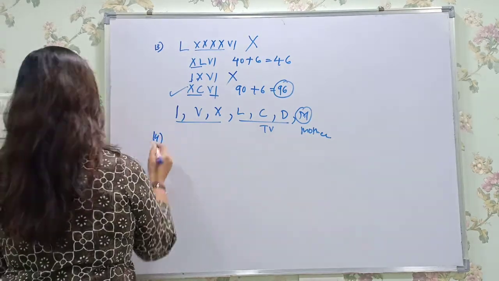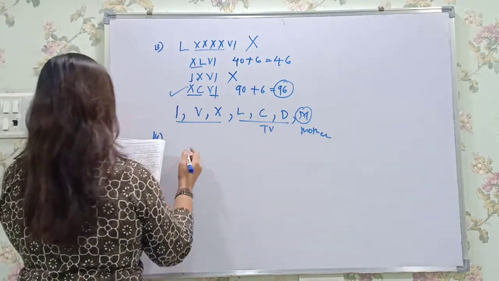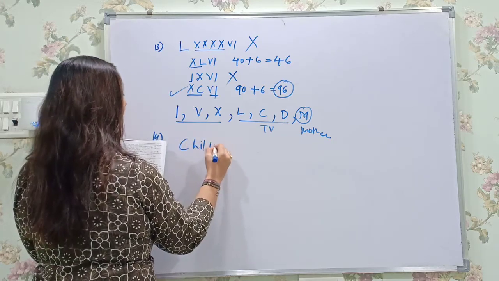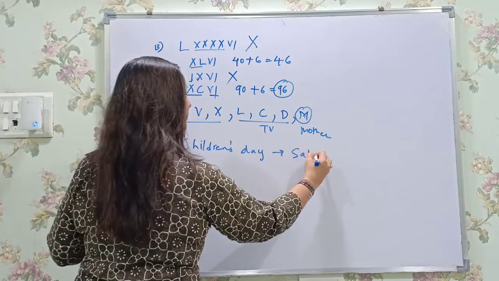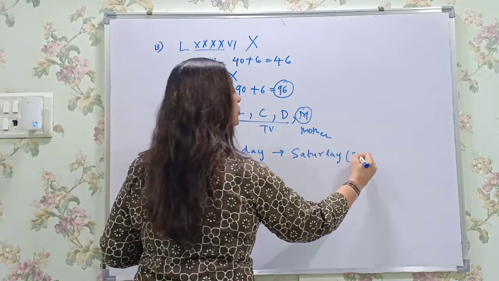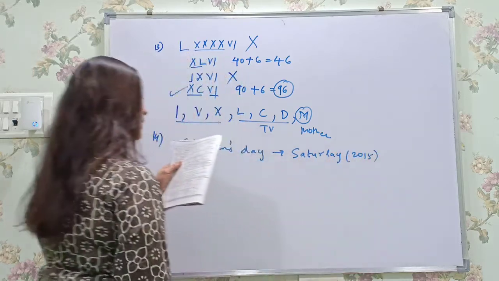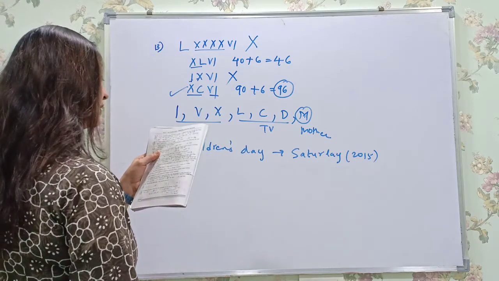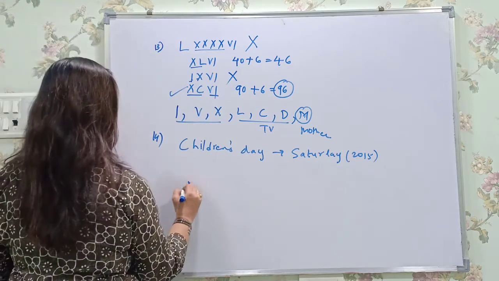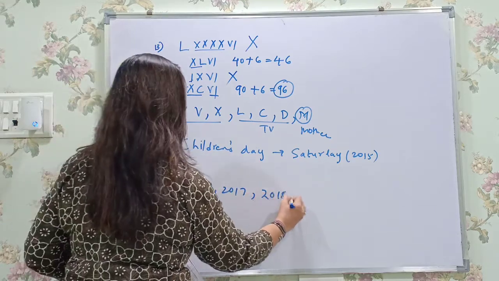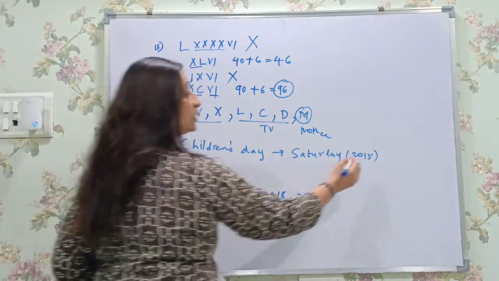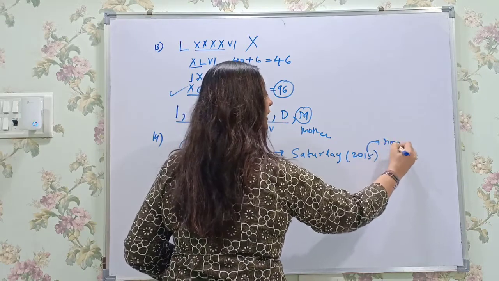Sum number 14. In the year 2015, Children's Day falls on a Saturday. Now this is the year 2015. Okay. Now in which of the following years does Children's Day fall on Monday? So 2016 is the option, 17, 18 and 20. Now this is not a leap year, right? This is a non-leap year.